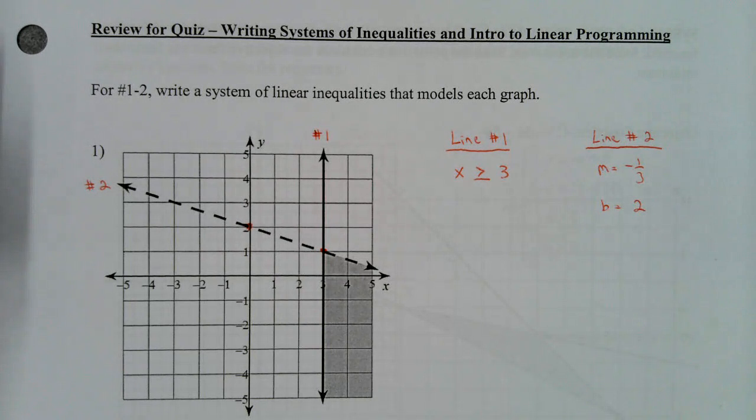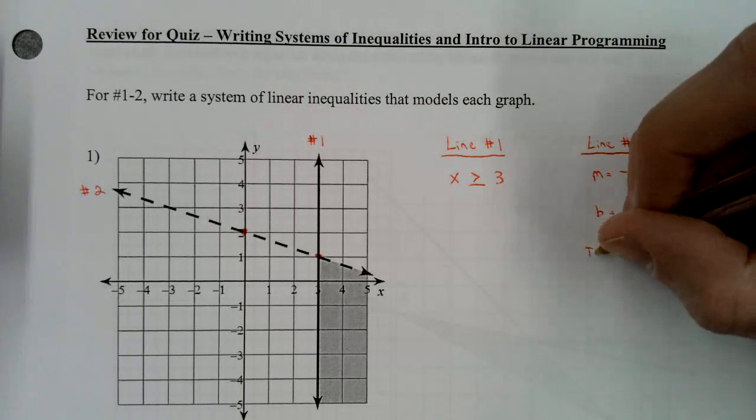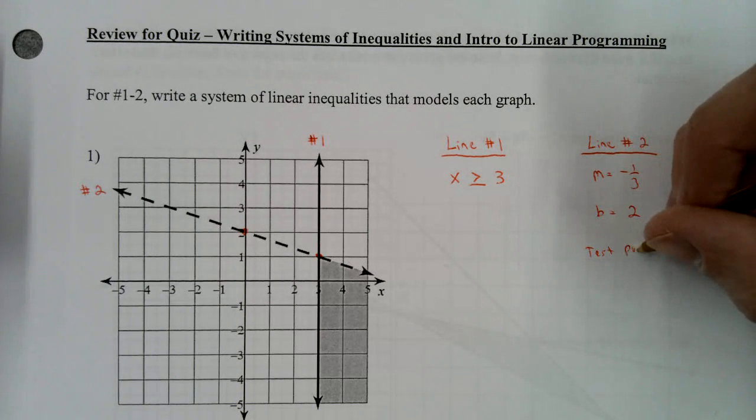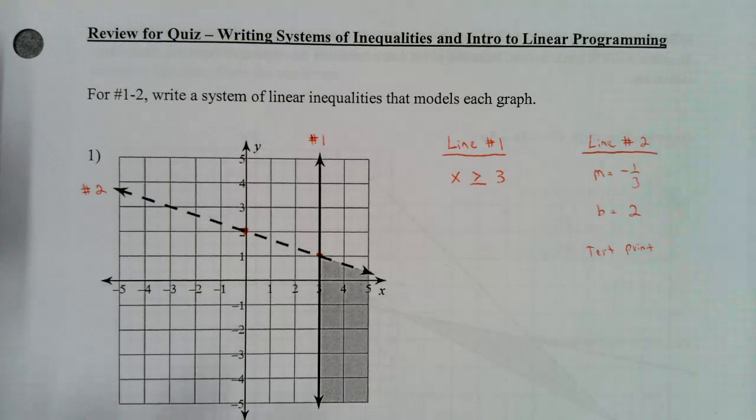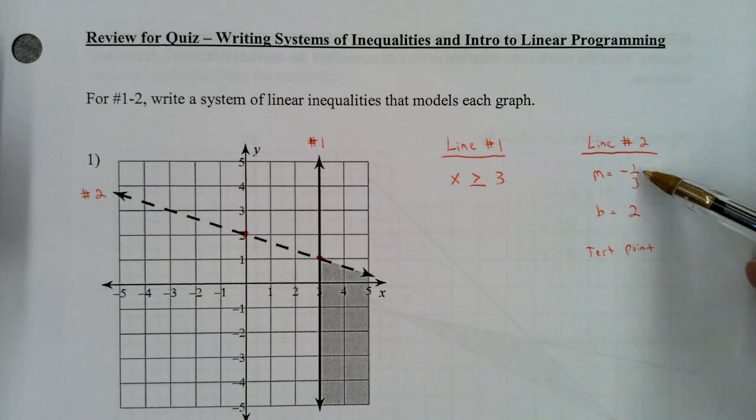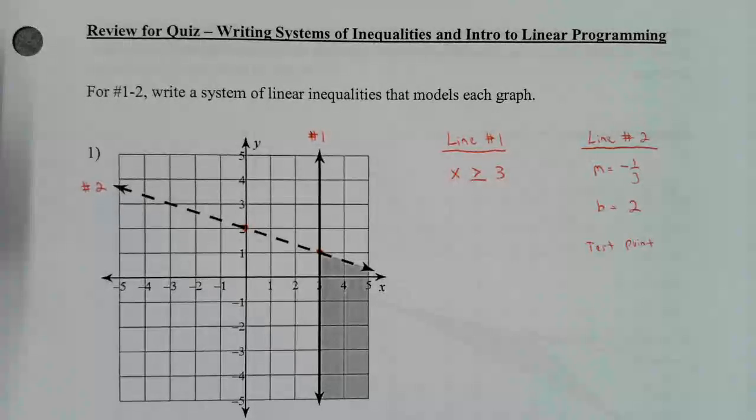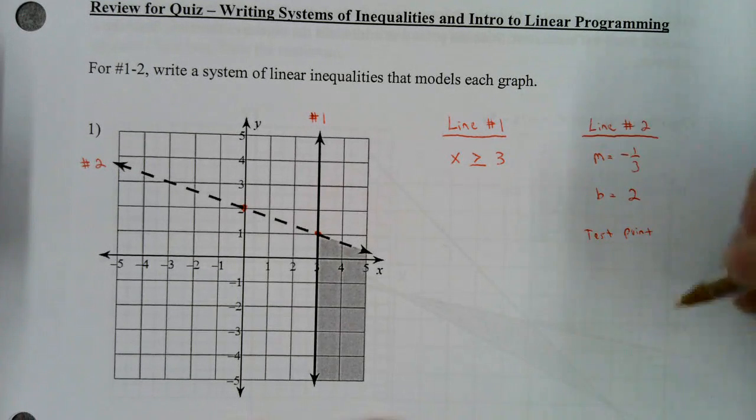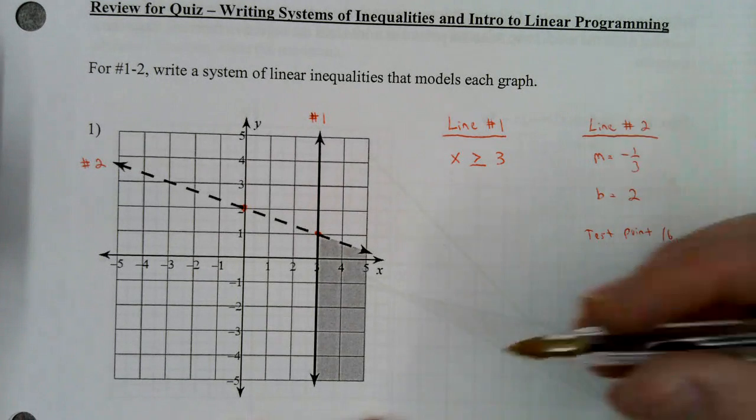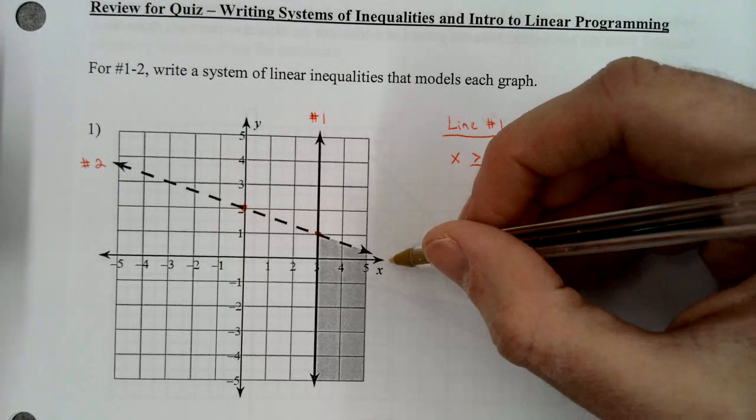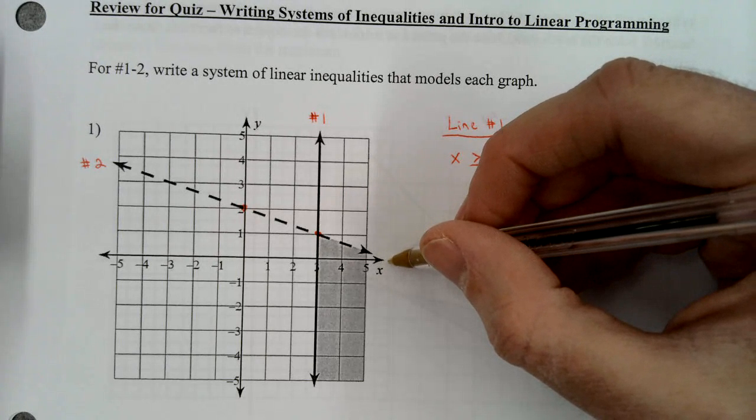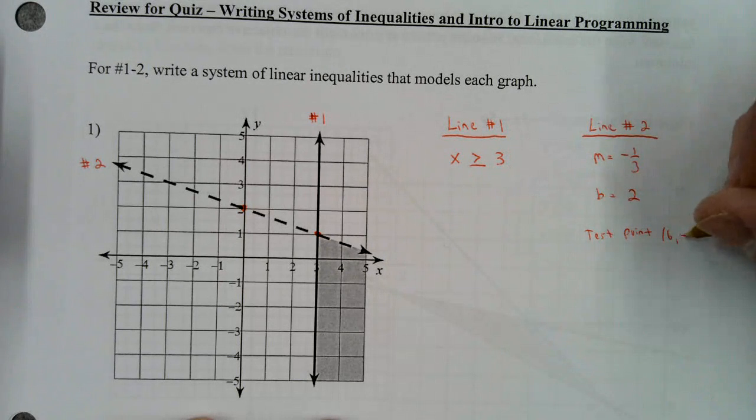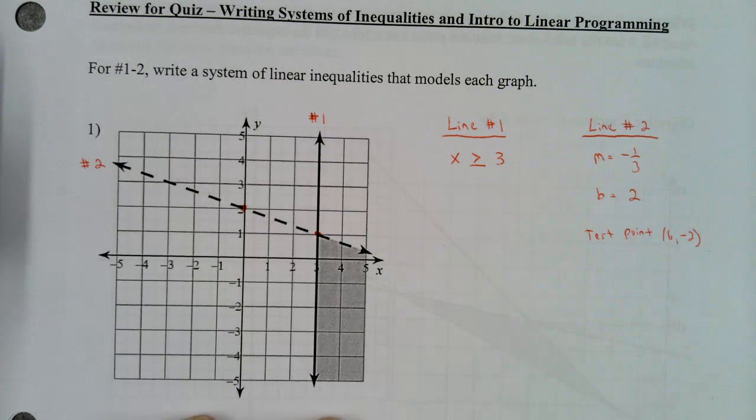All right, so what should I do? I'm going to test a point. I want to choose a multiple of 3 because the slope is negative 1/3 and the denominator is 3. So I'm going to test the point 6, because 6, 0 might not be on the graph. I'll do 6, negative 2. That must be true.